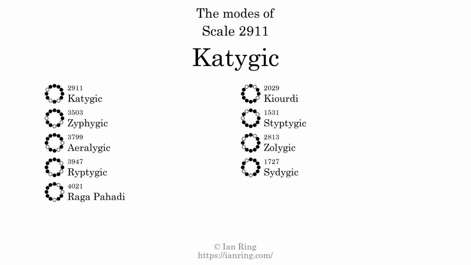The ninth and last mode is scale 1727, also known as Katygic. It sounds like this.